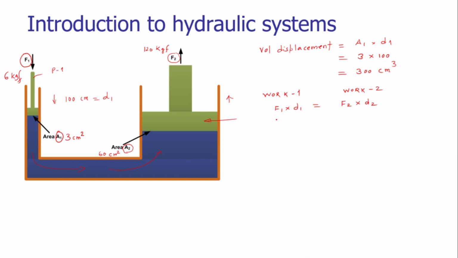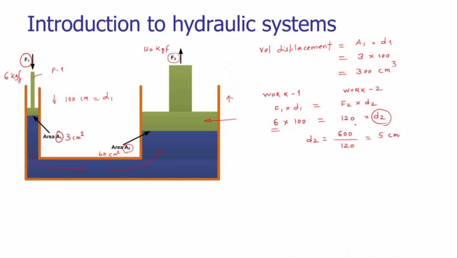So F1 is 6 and the displacement is around 100 centimeters. Now F2, as we know, is 120. What is the displacement? Certainly the displacement would be 600 divided by 120, and that comes to around 5 centimeters. So it is interesting to note that there is a magnification of the force from the left to right.